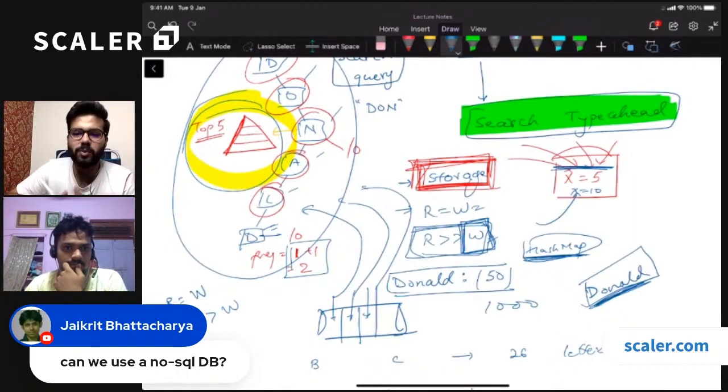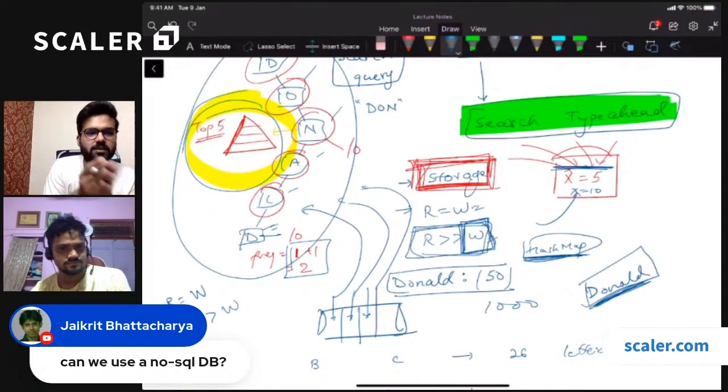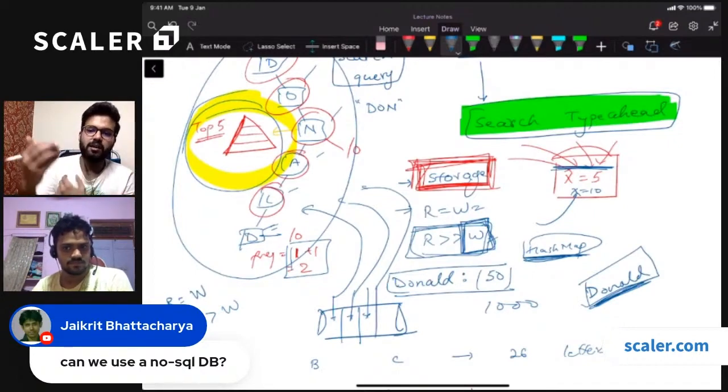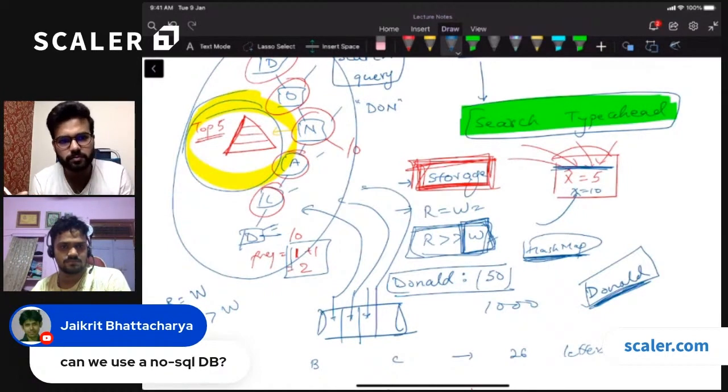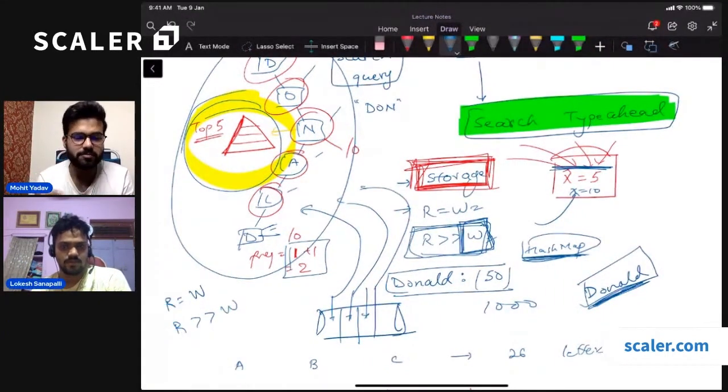Try to stick to the basics. If you're using caching, don't say Redis. Say I'll use a cache. And when you say you use a cache, it should be clear in your mind that this is going to be my key, this is going to be my value, and this is going to be my retrieval pattern. That is very much essential during an interview. So keep that in mind. Sorry, over to you.